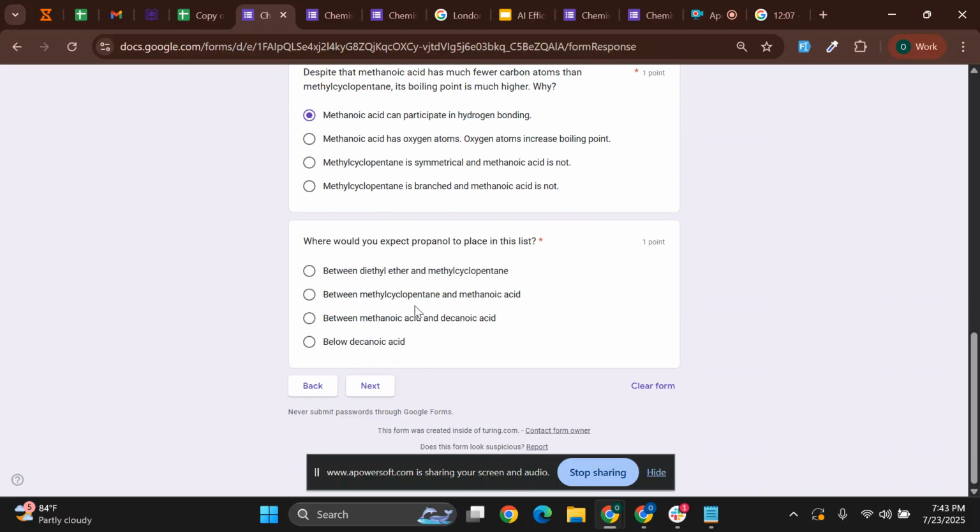Where would you expect propanol to place in the list? Between diethyl ether and methyl cyclopentane, between methyl cyclopentane and methanoic acid, between methanoic acid and ethanoic acid, below ethanoic acid. So I will.